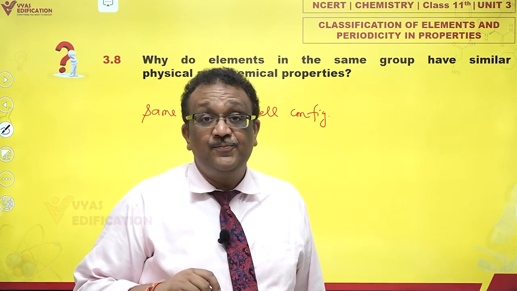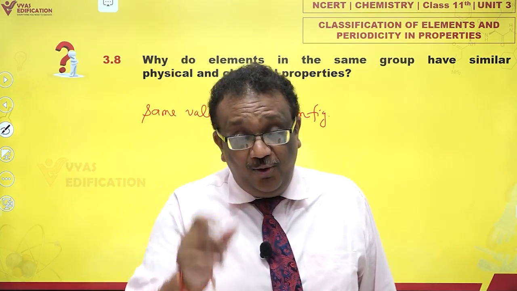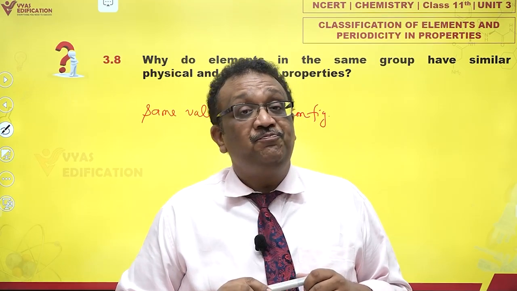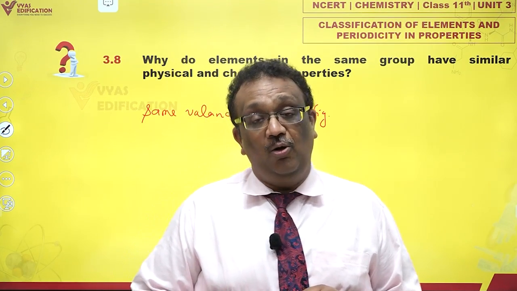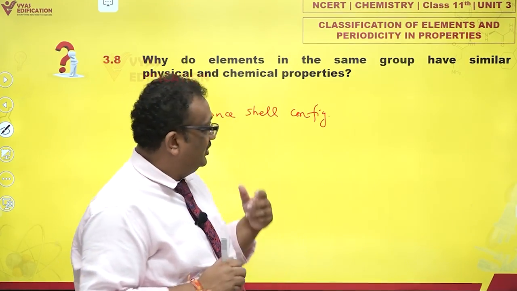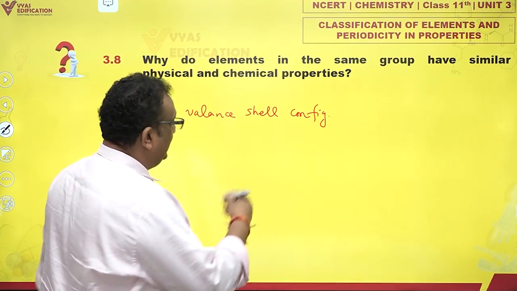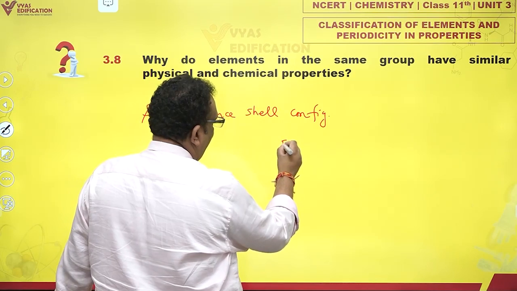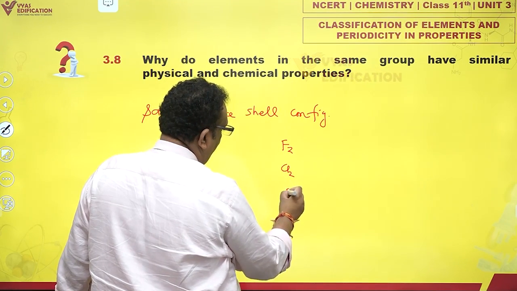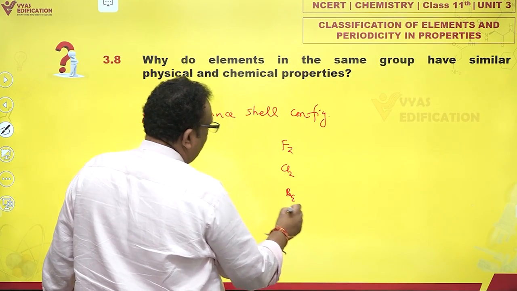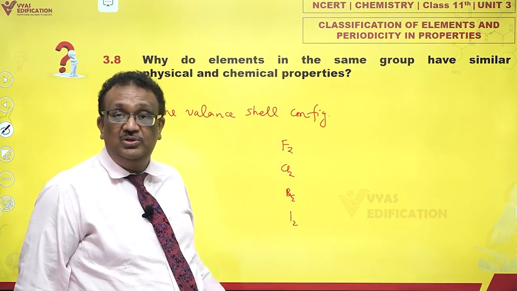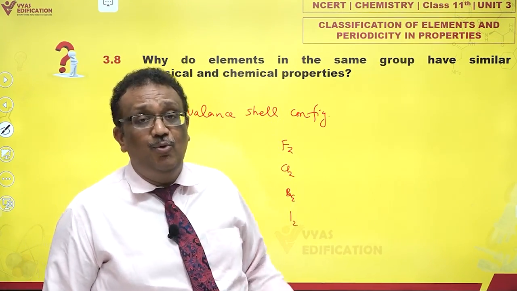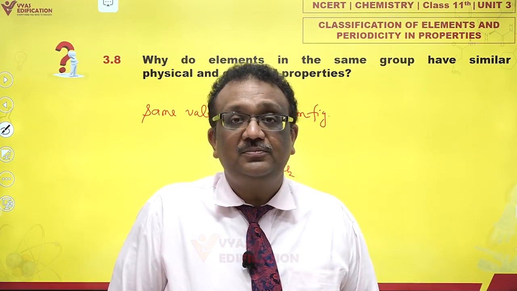Not just this, since within a group chemical properties are similar, very often the nature of bonding and atomicity is also similar. Say, for example, if you're talking about halogens, F2, Cl2, Br2, I2, all of them are diatomic molecules. In noble gases, all of them are monoatomic molecules.